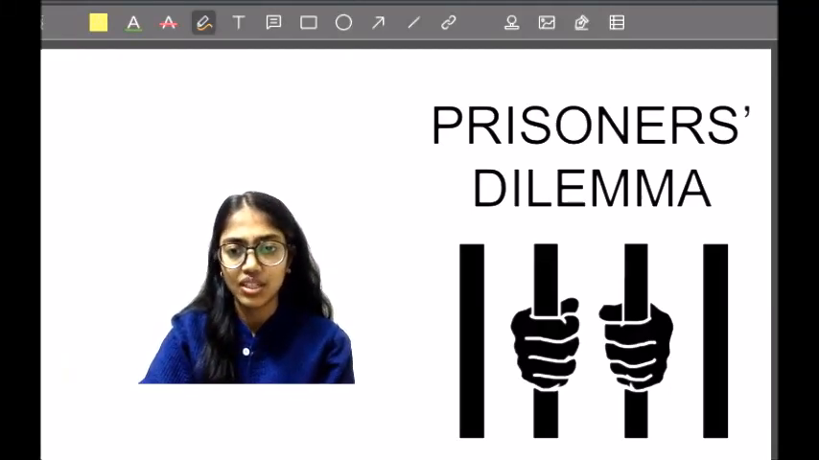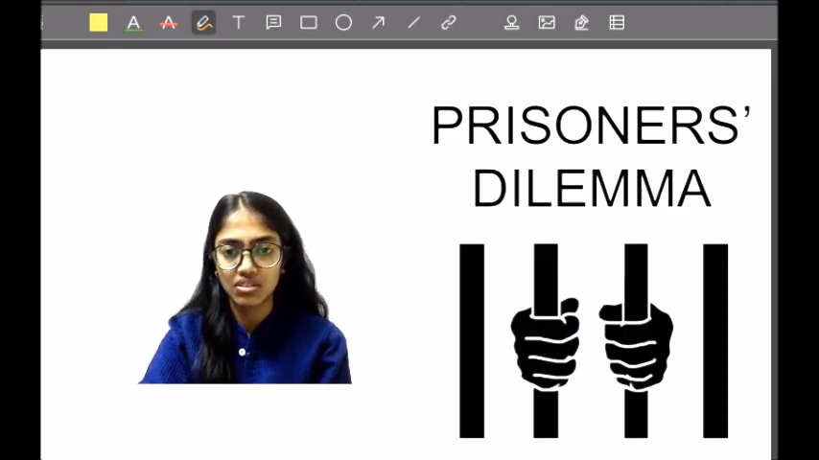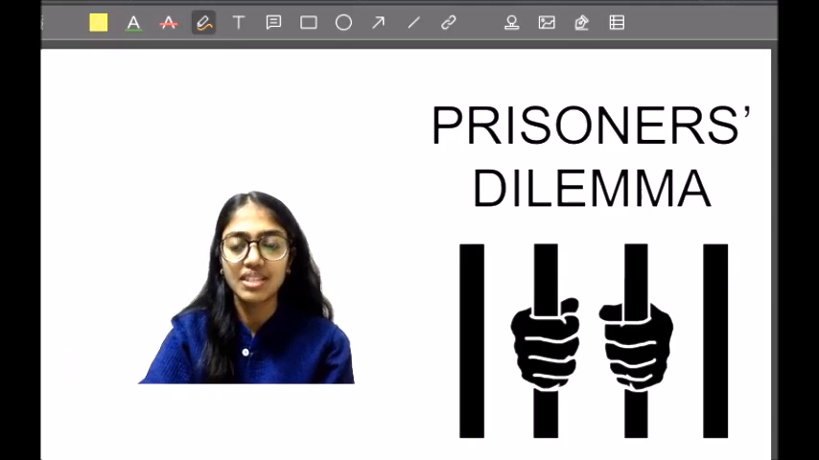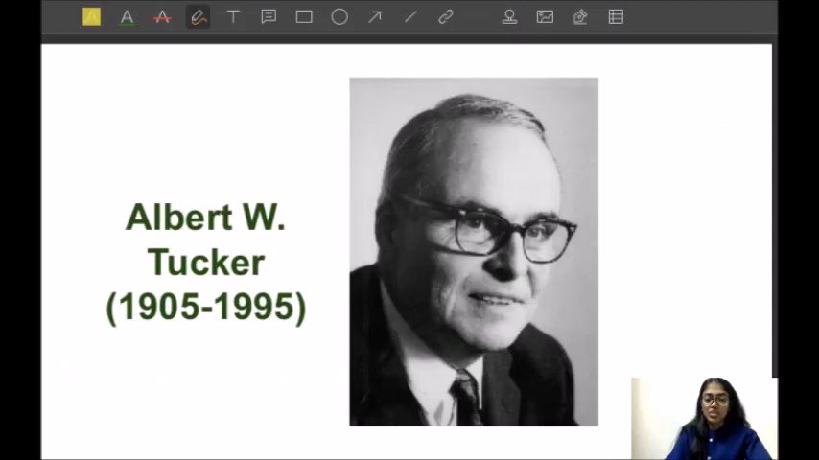Today we will see one of the most famous situations used to understand game theory, that is the prisoner's dilemma. It was introduced by Albert W. Tucker in the 1940s and since then has been used as a very nice example to understand all the notations of game theory. The situation goes as follows.